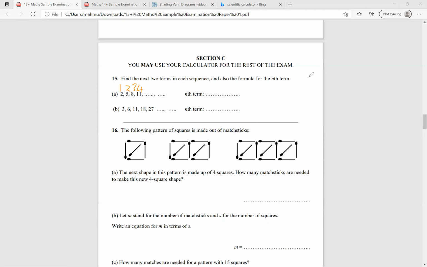n times 3, then minus 2. No, minus 1, I think. So 1 times 3 is 3, and minus 1. So 2 times 3 is 6, minus 1. So n times 3, then minus 1. So the nth term is 3n, then minus 1. 4 times 3 is 12, minus 1.